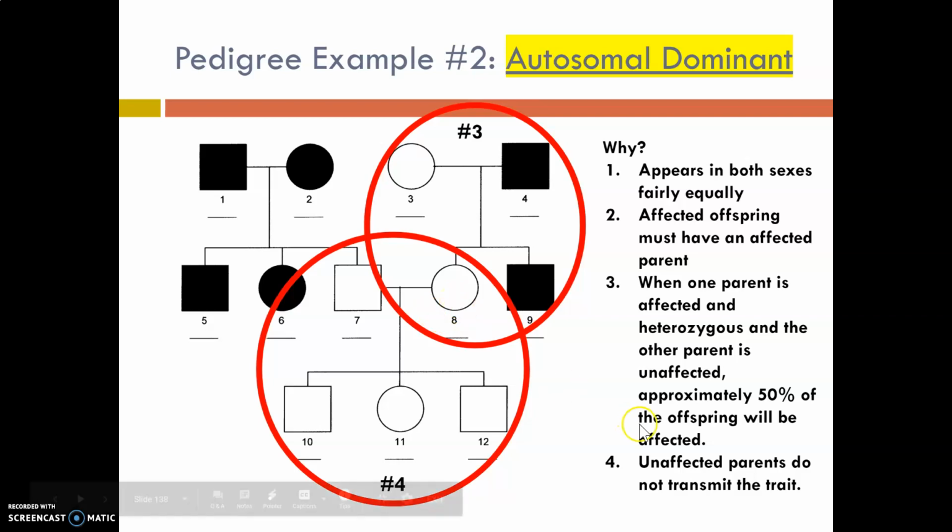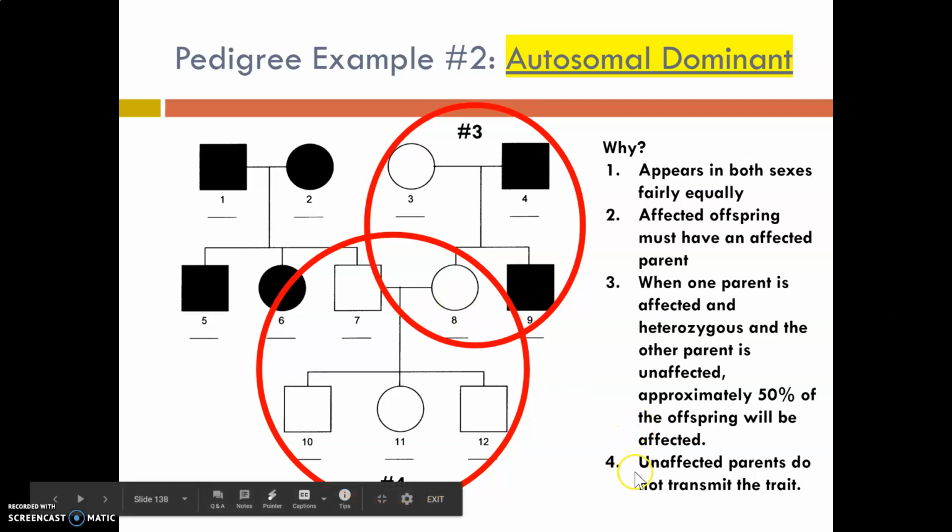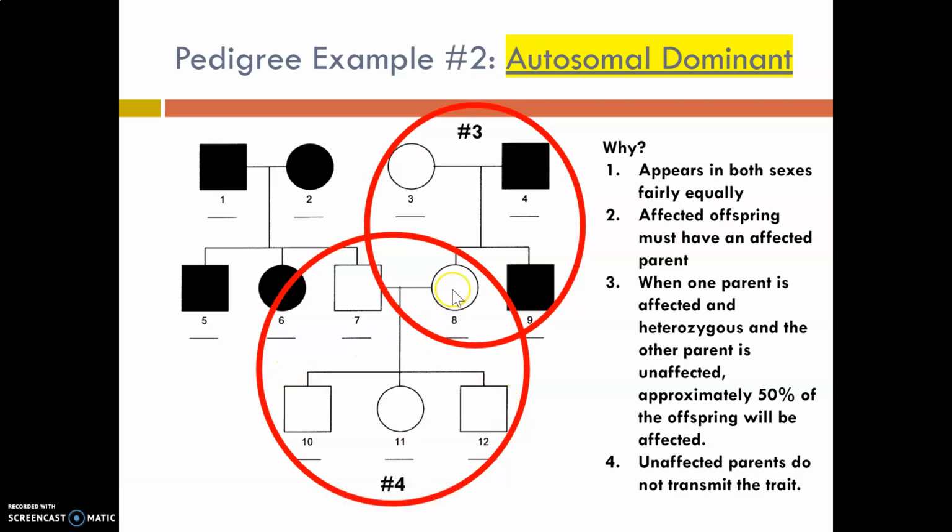And then the last thing that identifies this is that unaffected parents do not transmit the trait. You've got 2 unaffected parents here. They all have unaffected children. There are no affected children from them. So there's no way that they could be carriers, so there's no way it could be a recessive trait.